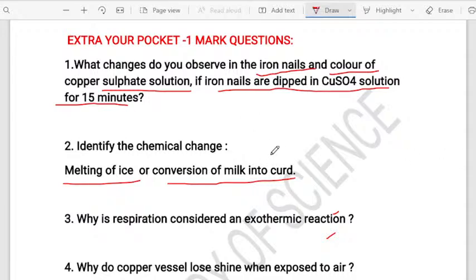Very good. So this is a very, very simple topic, dear students. See, conversion of milk into curd is a chemical change. Here bacterial activity will take place, and as a result the milk is changing into curd. So this is an example of chemical change, whereas melting of ice is a physical change, children.